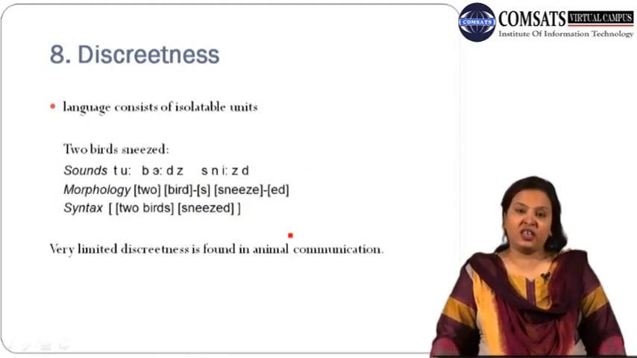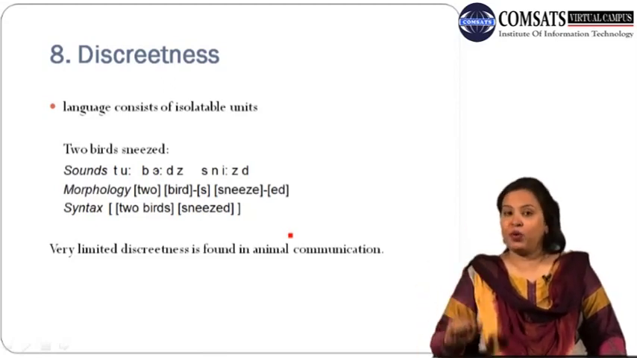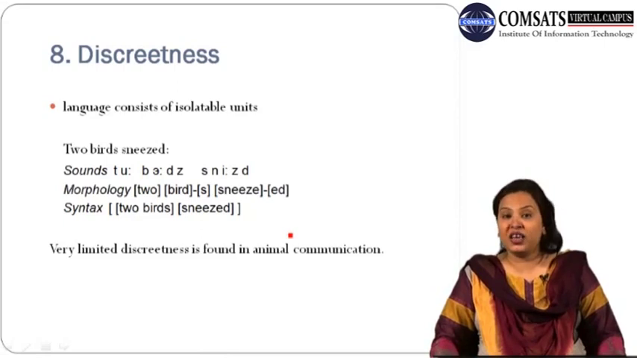Our next factor is discreteness. Language consists of isolated items, and now I'm talking about human language. For example, look at the sentence, two birds sneezed. Now there are three words: two, birds, sneezed. If you look at the board as well, if I morphologically isolate these items, we have two, bird with s as an indication of plural, sneeze, and ed as an indication of the form of the verb.